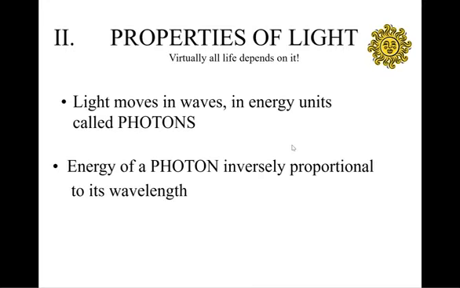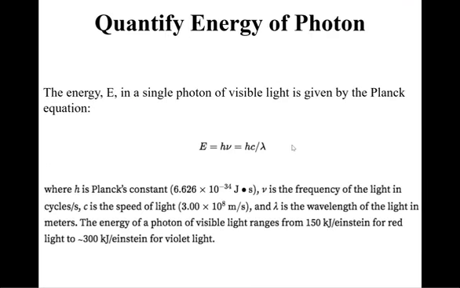The energy of photons is inversely proportional to its wavelength. And when we want to quantify the energy of the photon, it utilizes Planck's equation, which means a single photon's energy is equal to Planck's constant times the frequency of the light. That frequency can be broken down into the speed of light divided by the wavelength of light.